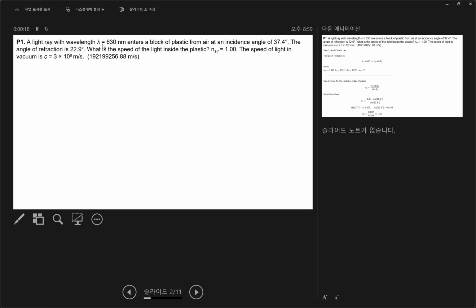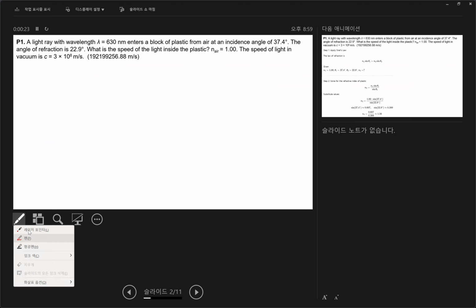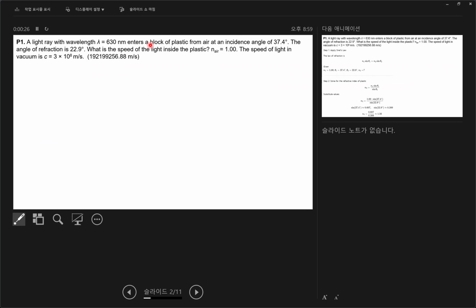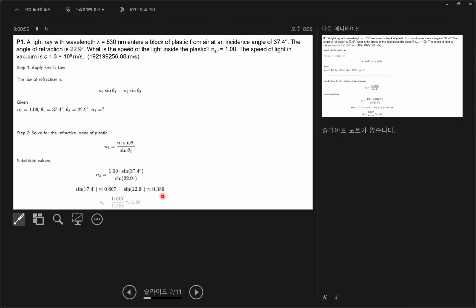A light ray with a given wavelength enters a block of plastic from the air at an incident angle of 37.44 degrees. The angle of refraction is this. So the incident angle is known and the angle of refraction is known. Then you need to figure out Snell's law first. So we need to apply Snell's law.